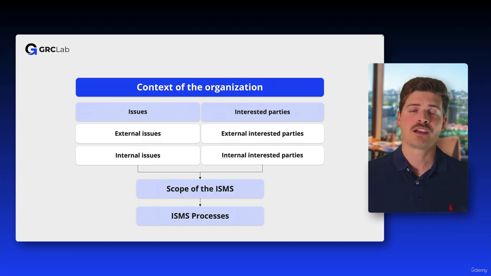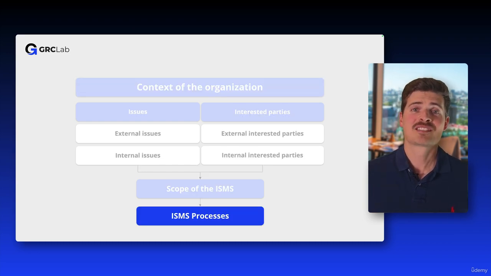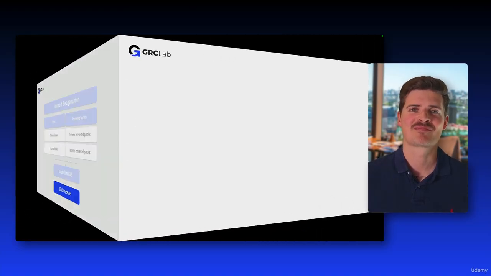Okay, so far we have determined internal and external issues, identified the requirements of our stakeholders, and derived a scope of our information security management system. Now, to establish and implement our management system, we need to establish and implement processes that meet the requirements of the ISO 27001 standard. So let's have a quick look at processes next.